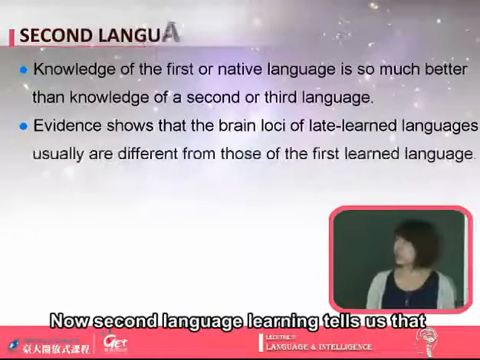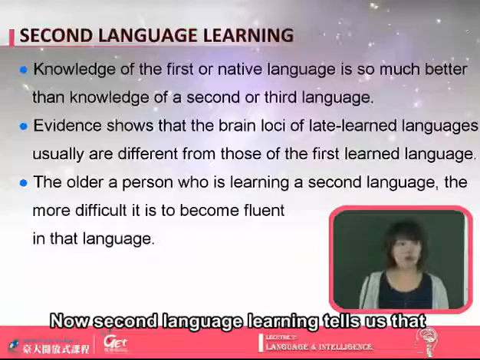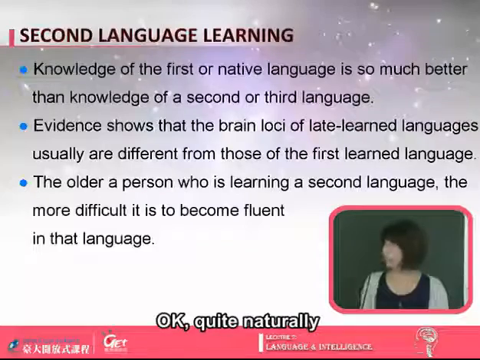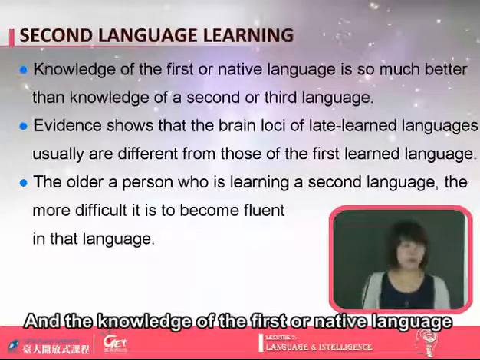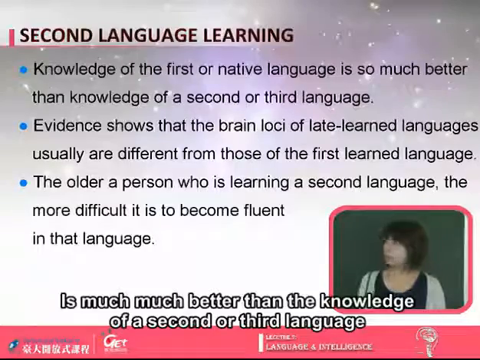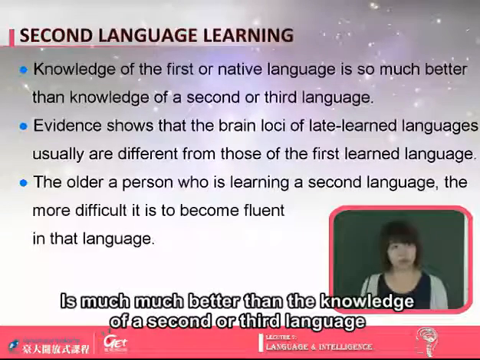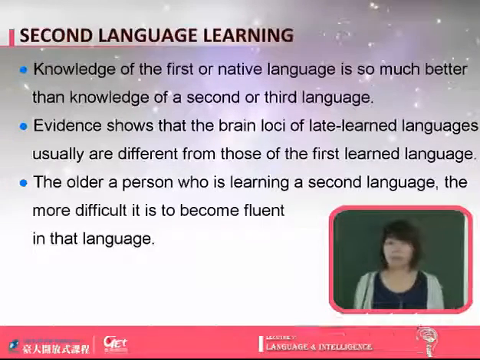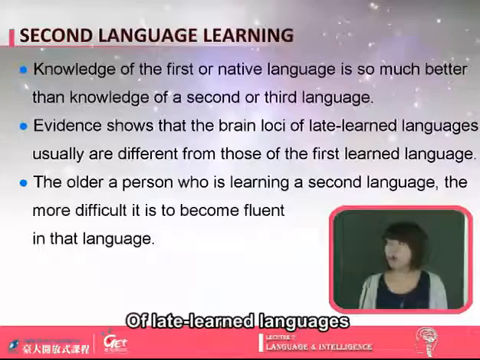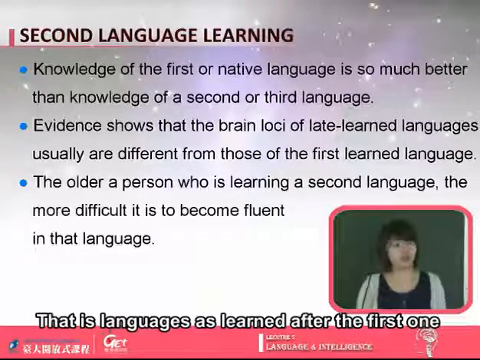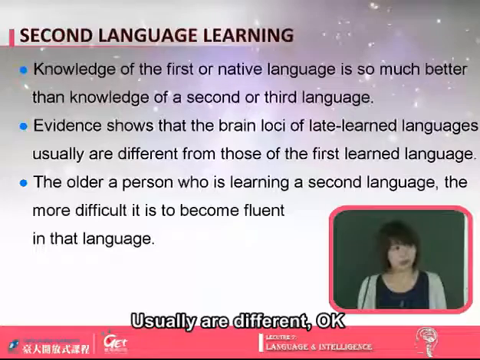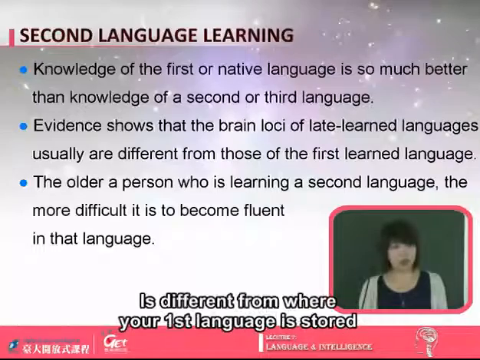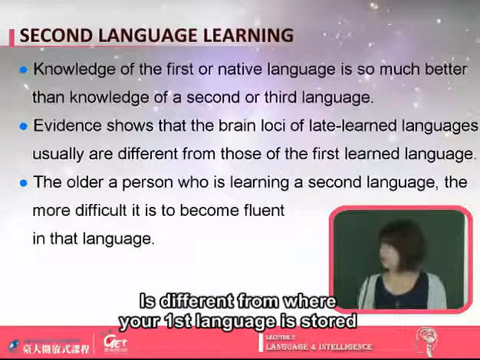Now, second language learning tells us that we learn the second language differently from how we learn the first language. Okay, quite naturally. And the knowledge of the first or native language is much, much better than the knowledge of a second or third language, okay, in usual cases. And the evidence shows that the brain loci, the area of the brain, of late learned languages, that is languages learned after the first one, usually are different, okay? Where your second or third language is stored is different from where your first language is stored.